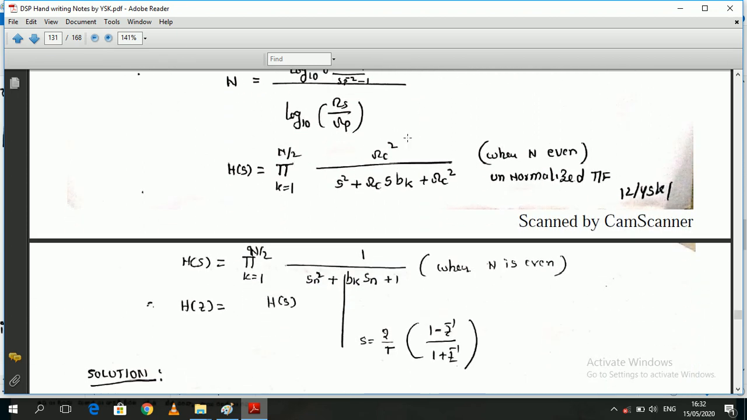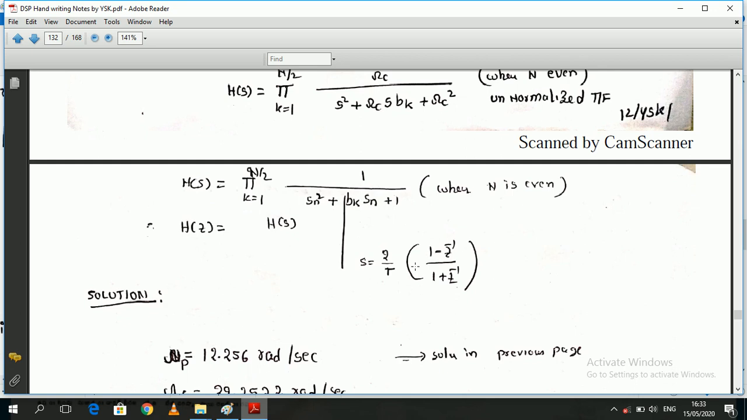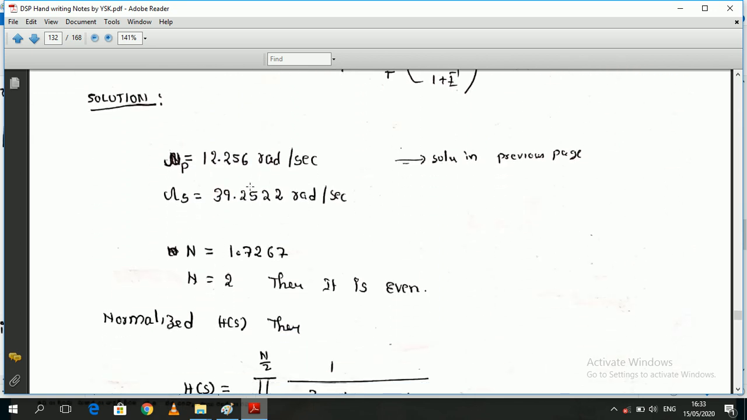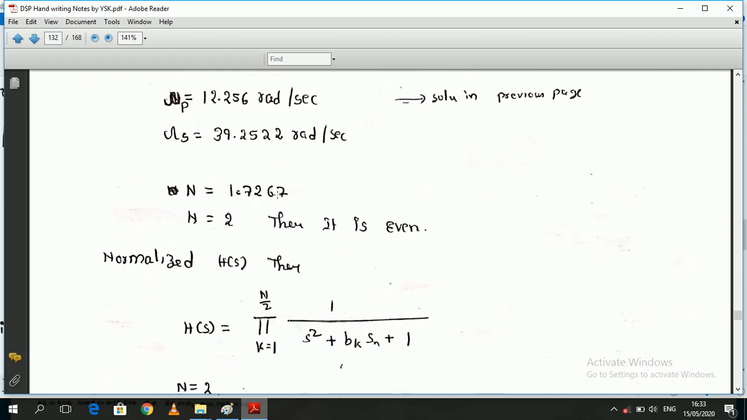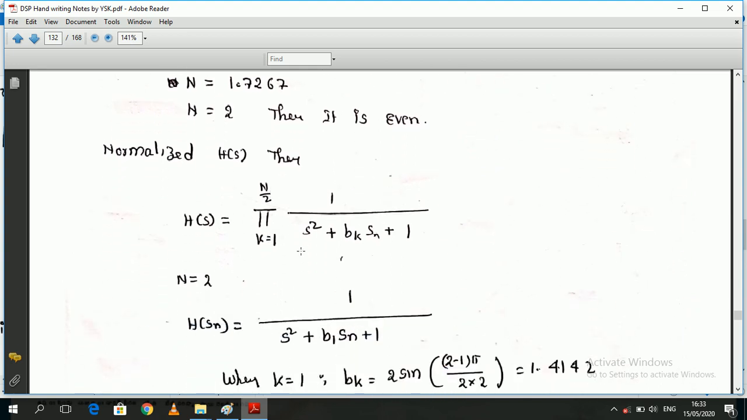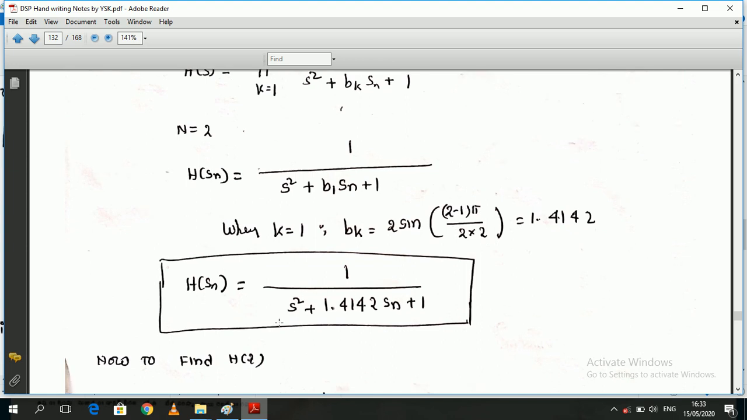After that, H(s) is equal to omega c square over s square plus omega c s bk plus omega c square. This is the unnormalized transfer function. After substituting all values, you can find out this is H(s). Bilinear transformation method is nothing but replacing this s with this expression. So finally you get like this. So omega p and omega s values are like this, and the order of the filter is 1.7267, so it is nearly equal to 2. If it is even, H(s) will become like this. So N equals 2, substitute all values, bk is nothing but 2 sine, this is one of the formulas, and H(s). So this is H(s).